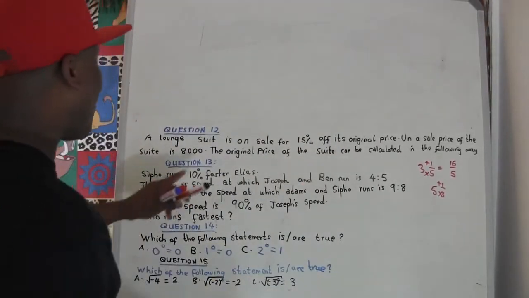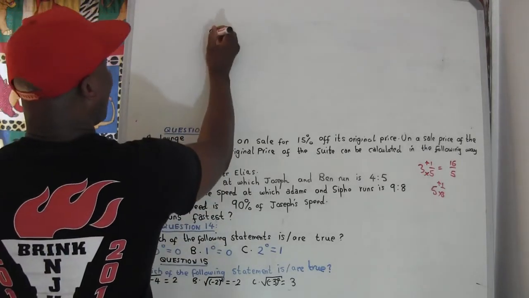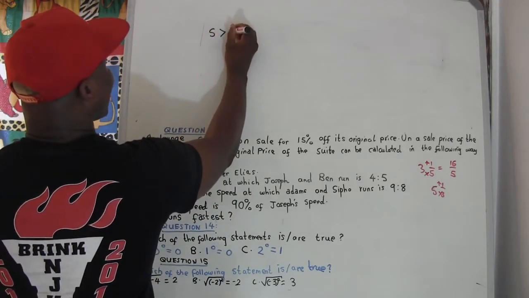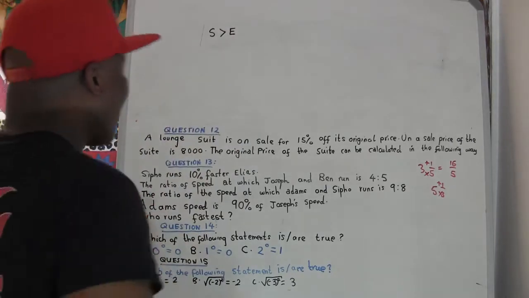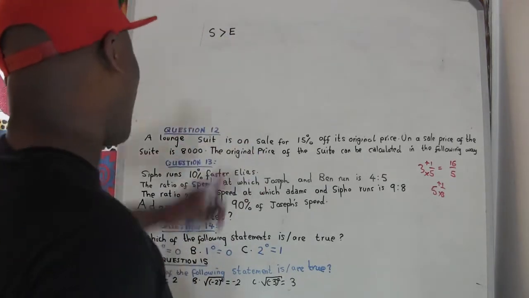So they say SIPO ran 10% faster than Elias. Oh, so already we know SIPO is faster than Elias, because SIPO ran 10% faster than Elias. So SIPO is more faster than Elias. So let's say bigger speed.